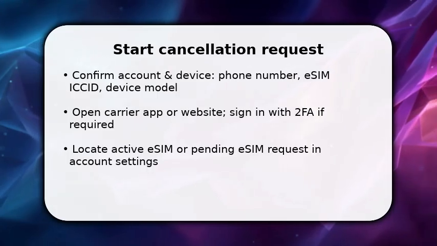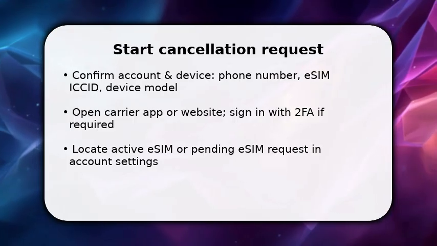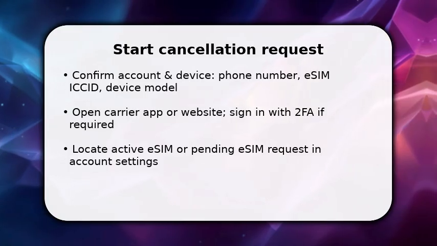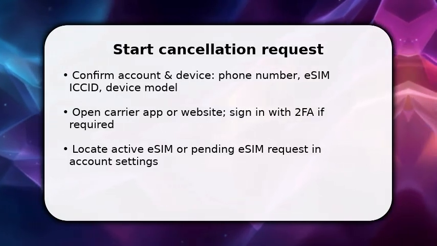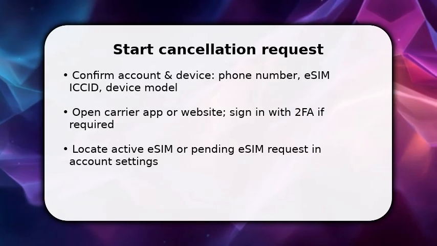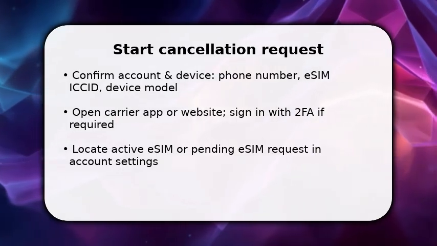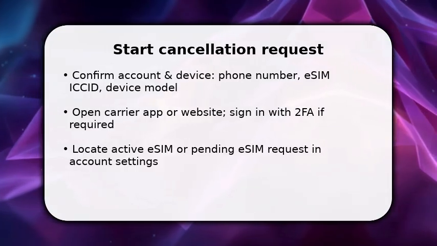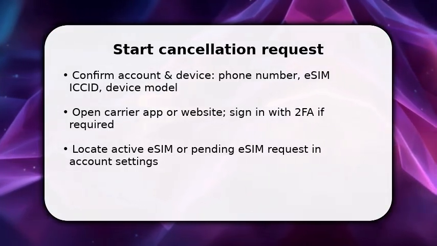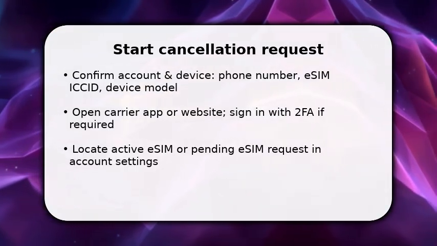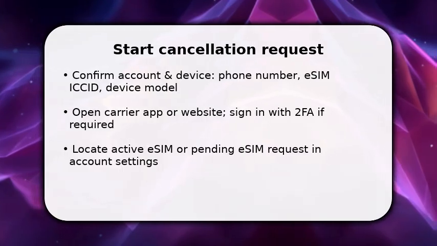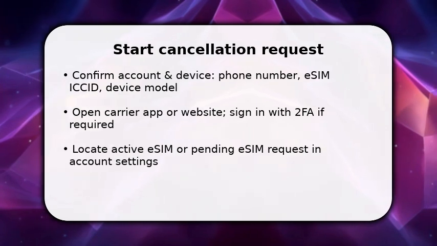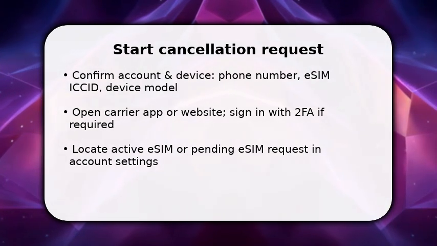You begin by confirming the exact eSIM request you want to cancel. You need the account, device model, and ICCID so you don't remove the wrong profile. Once logged into your carrier app or portal with two-factor authentication, navigate to the eSIM or Device Profiles area. Make sure to choose Pending or Recently Activated Requests rather than Active Service if you intend to stop a pending install. This prevents accidental loss of an active line and keeps your primary number intact.